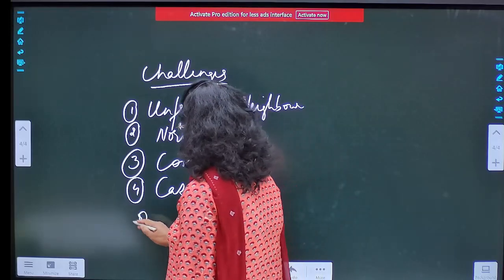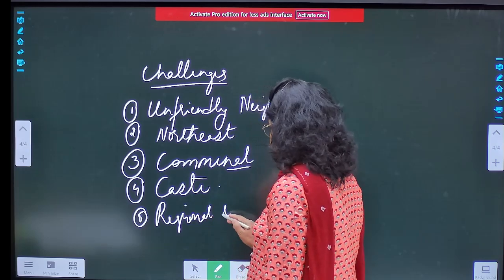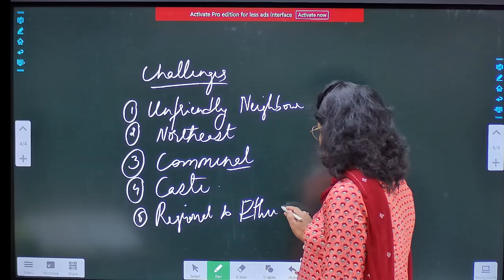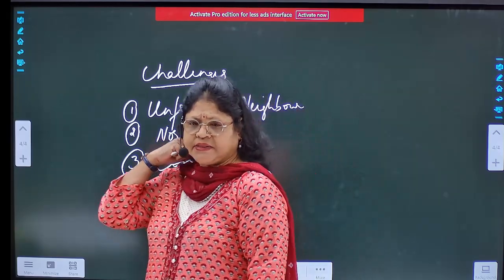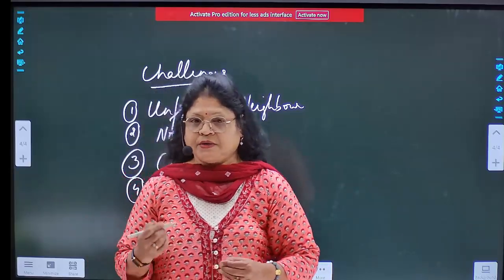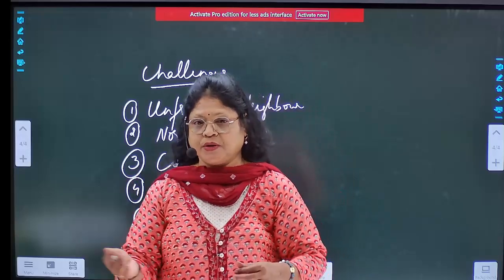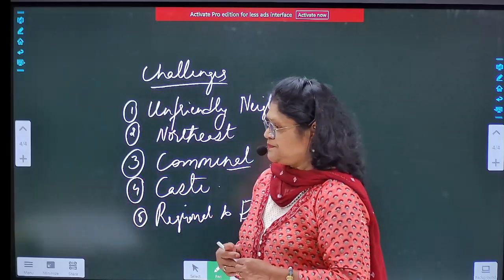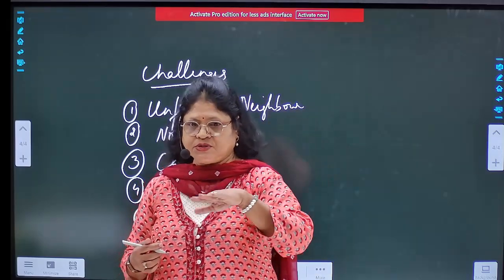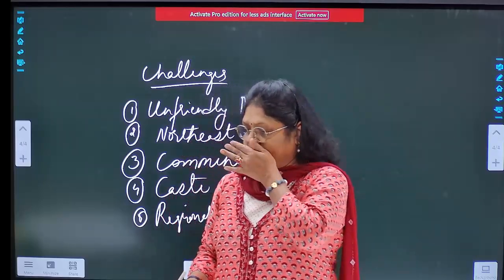Then we have regional and ethnic issues. The recent incidents in Manipur are one example of this, an ethnic issue which escalated into a very big conflict in that particular state and had to be redressed over a period of time. So this is one of the important issues that is always there on the surface. If there is any trigger, it will erupt.